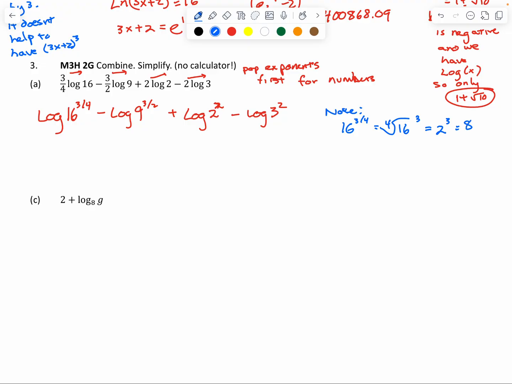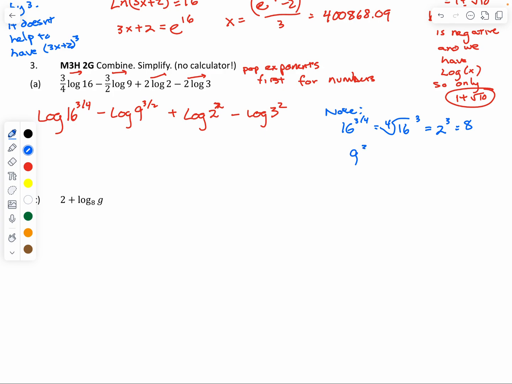9 to the 3 halves is square root of 9 cubed. Remember, denominator is the root. Square root of 9 is 3, and 3 cubed is 27. Okay, so we'll pop those back in.